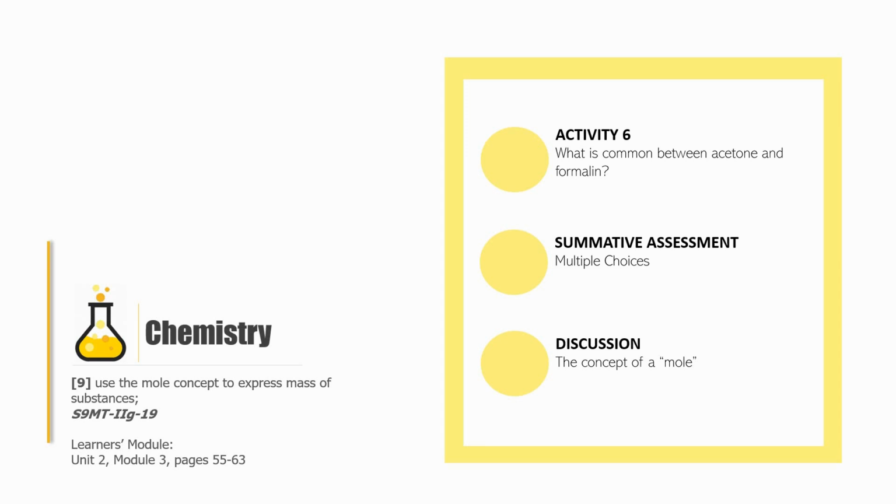So this is divided into the usual 3 parts. Activity number 6 is the first part. It is entitled "What is common between acetone and formalin?" And then the second part is a summative assessment. It is comprised of multiple choices. And then the last part is a discussion of the concept of a mole.